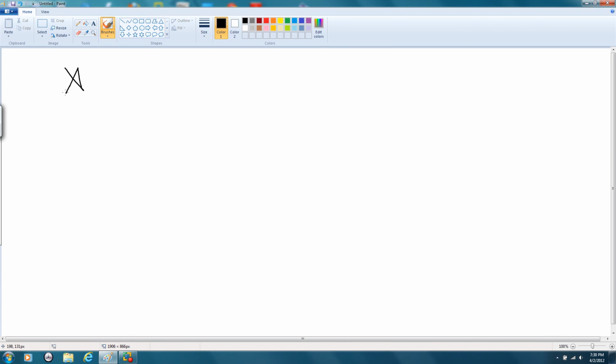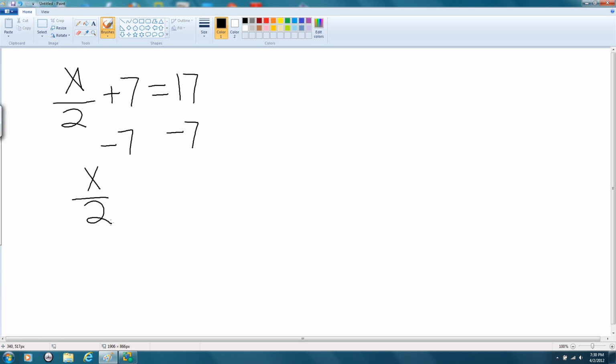we have x over 2 plus 7 is equal to 17. Well, usually do the addition or subtraction first, so -7, do it to the other side also. So I get x over 2, because plus 7 minus 7 is 0, so I'm just left with x over 2 there, coming straight down. 17 minus 7 is 10.